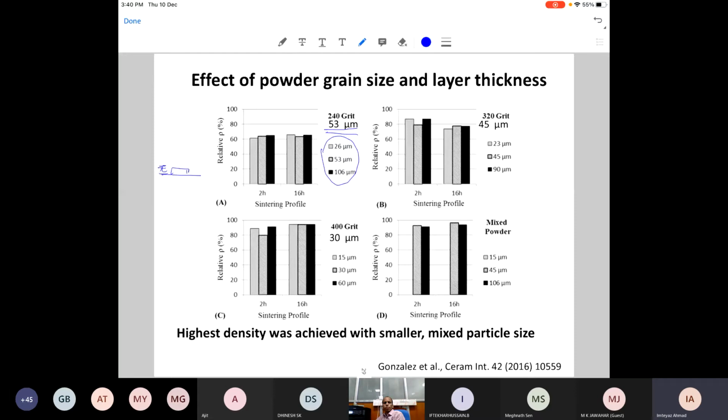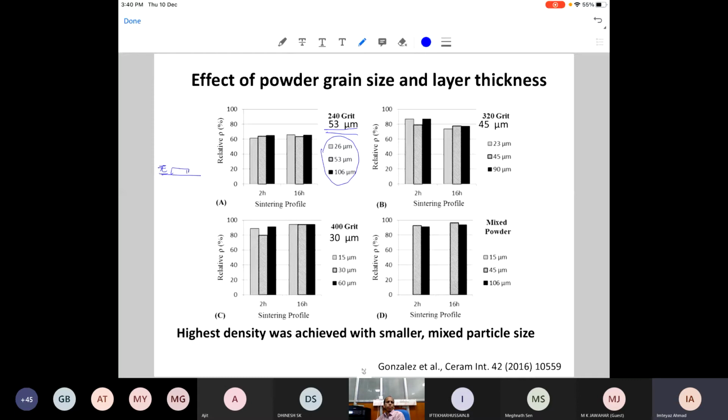You can see thinner layers give you better densities, and thicker layers with larger particle sizes do not give you good density. So that's an important point. This has to be kept in mind. Apart from that, flowability of the powder also comes into picture. Now, the densification part. Once you have made your product, you need to make them dense. And that's an important point.